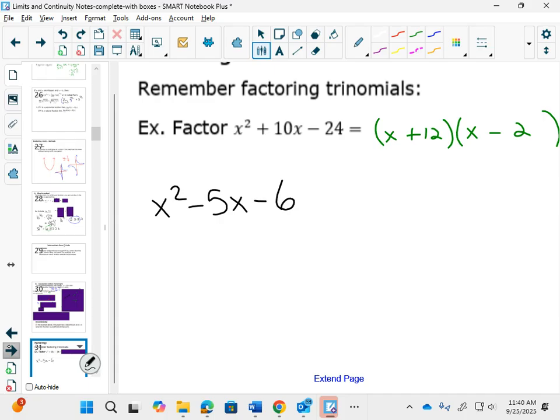Because what do you want to do? You want to do 2 and 3. But what is it? It's 6 and 1. Oh, yeah, you did the 2 and 3, right?